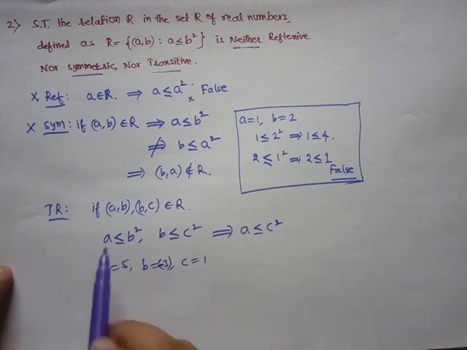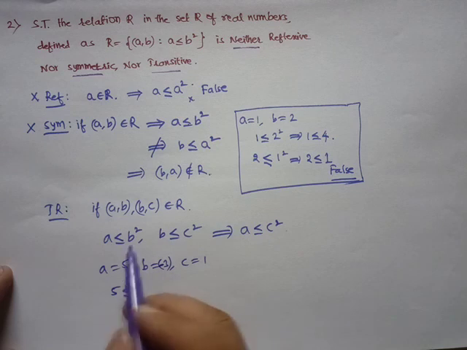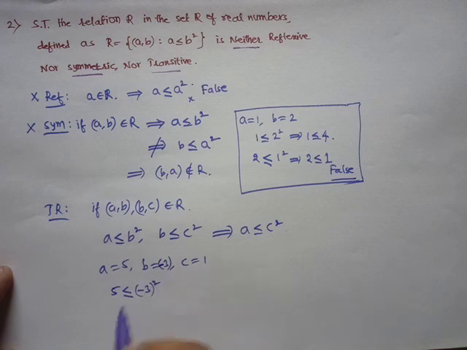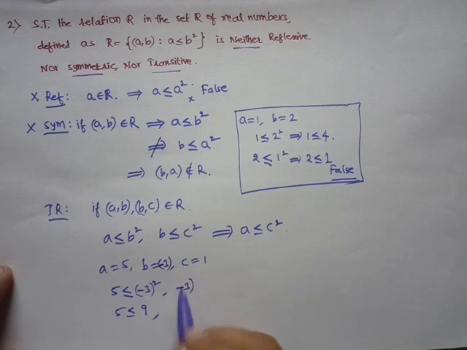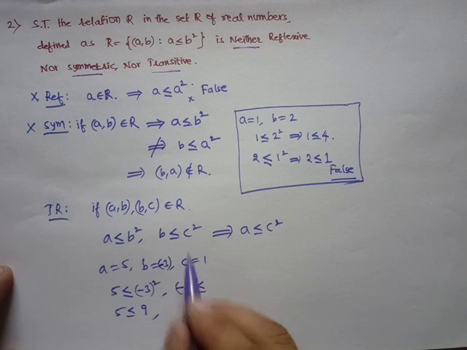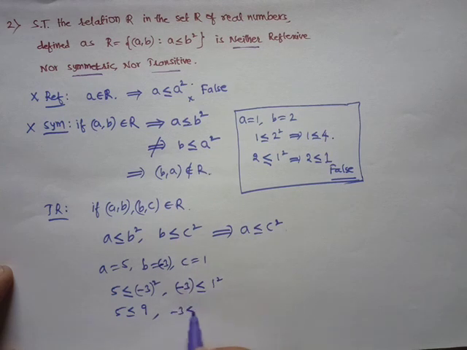Then what will happen? a less than or equal to b square. So it is 5 less than or equal to b, which is minus 3, minus 3 square. Minus 3 square is 9. So 5 less than or equal to 9 is the right condition. Next, b less than or equal to c square. b is minus 3, less than or equal to c square. c square is 1 square. So minus 3 less than or equal to 1.